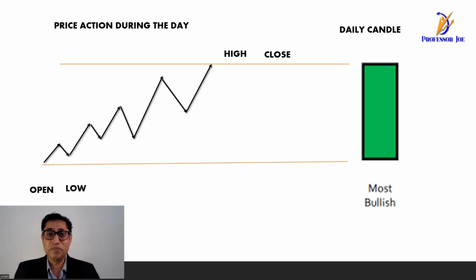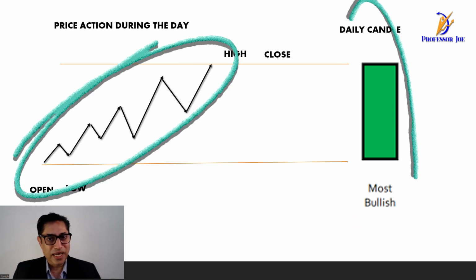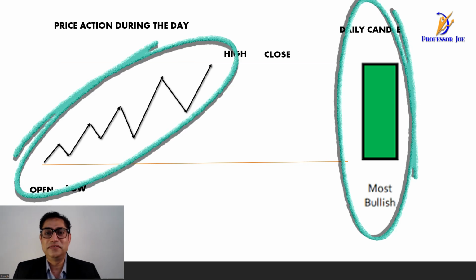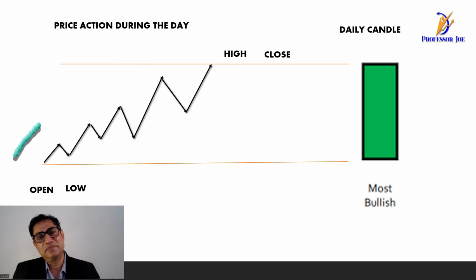Now let us take an example of a bullish candle. This green candle is called a bullish Marubozu. Now what happened in this case? The price opened at a low and then did not go below the low. It kept going up, came a little bit down, again went up, came a little bit down, again went up, came a little bit down, again went up.